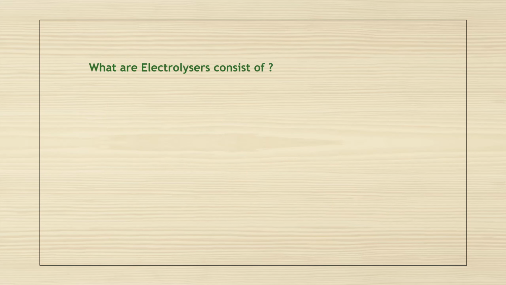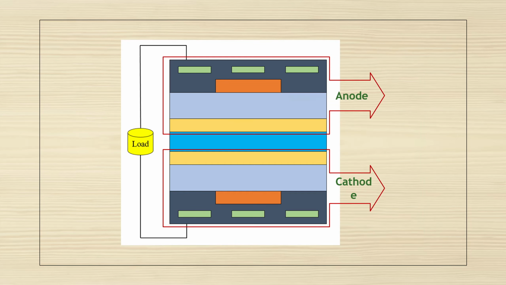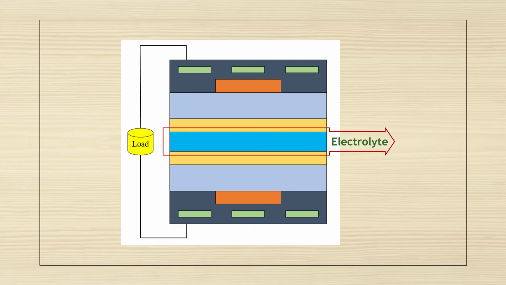To gain better insight into the operation of an electrolyzer system, we need to describe the configuration of an electrolyzer and its components. Here we present a schematic of the configuration of an electrolyzer. The overall construction of an electrolyzer is similar to a fuel cell. Electrolyzers consist of two main parts, including anode and cathode. These anode and cathode sides are connected through an electrolyte layer.